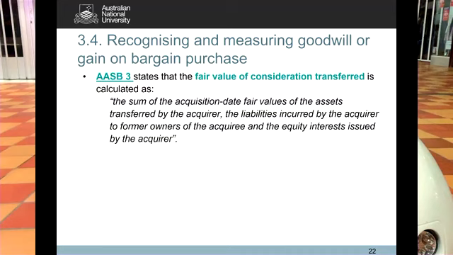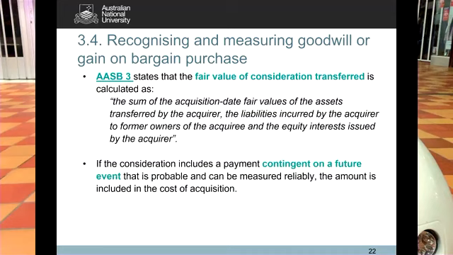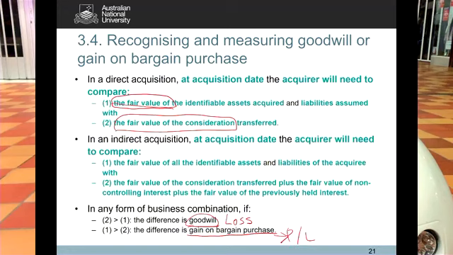We need to be conservative. We need to assess everything again. We need to make sure we don't overstate the gain. After you re-examine all the fair values, all the comparisons, then you recognize the gain on bargain purchase.